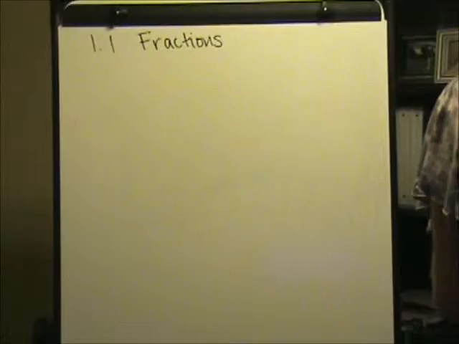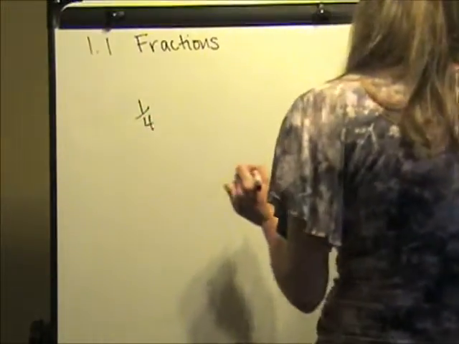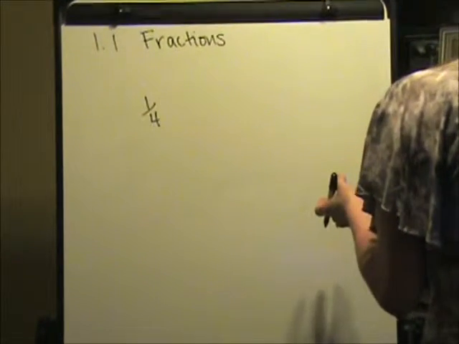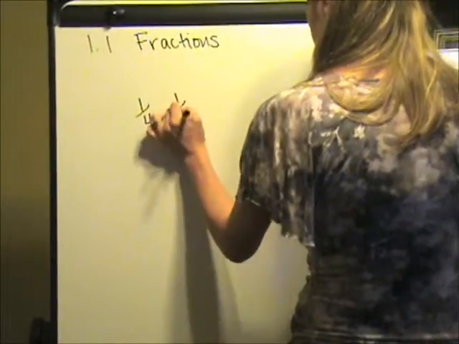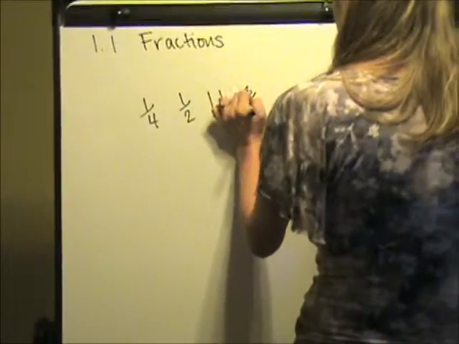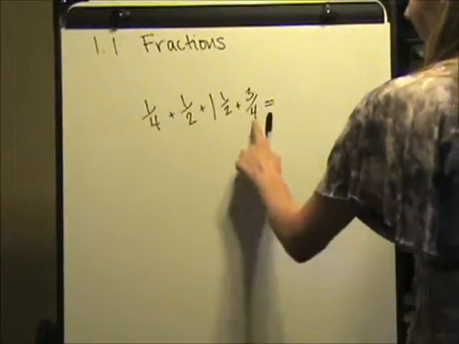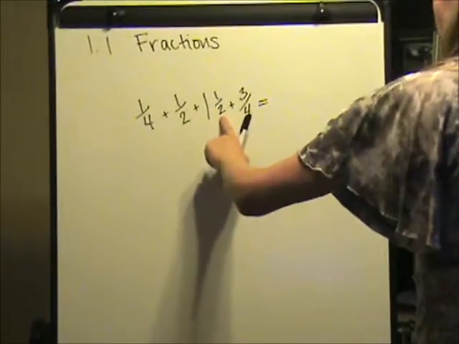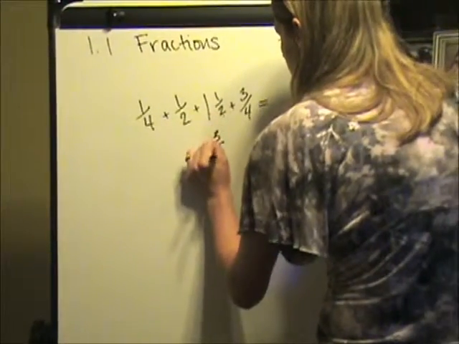Okay, number 23, a patient has taken 1/4 tablet, 1/2 tablet, 1 1/2 tablet, and 3/4 tablet. So in total, how many tablets have they taken? So they've taken 1/4, 1/2, 1 1/2, and 3/4. So we want to add all these together to find out how much they took. But first we need to get a common denominator. And this is a mixed number. Let's convert that into an improper fraction. So 2 times 1 is 2, plus 1 is 3. So we have 3 over 2.